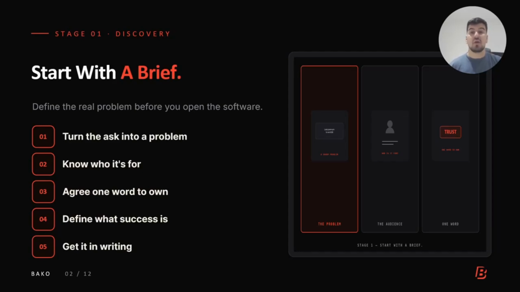You need to agree on one word to own, the keyword that you want to focus all your attention on. You also need to define what success means for this brand. It means different things for different brands and different projects, so you need to understand what the key factor is to focus on. And once you understand these 4 things, then you need to write them all down and start implementing.